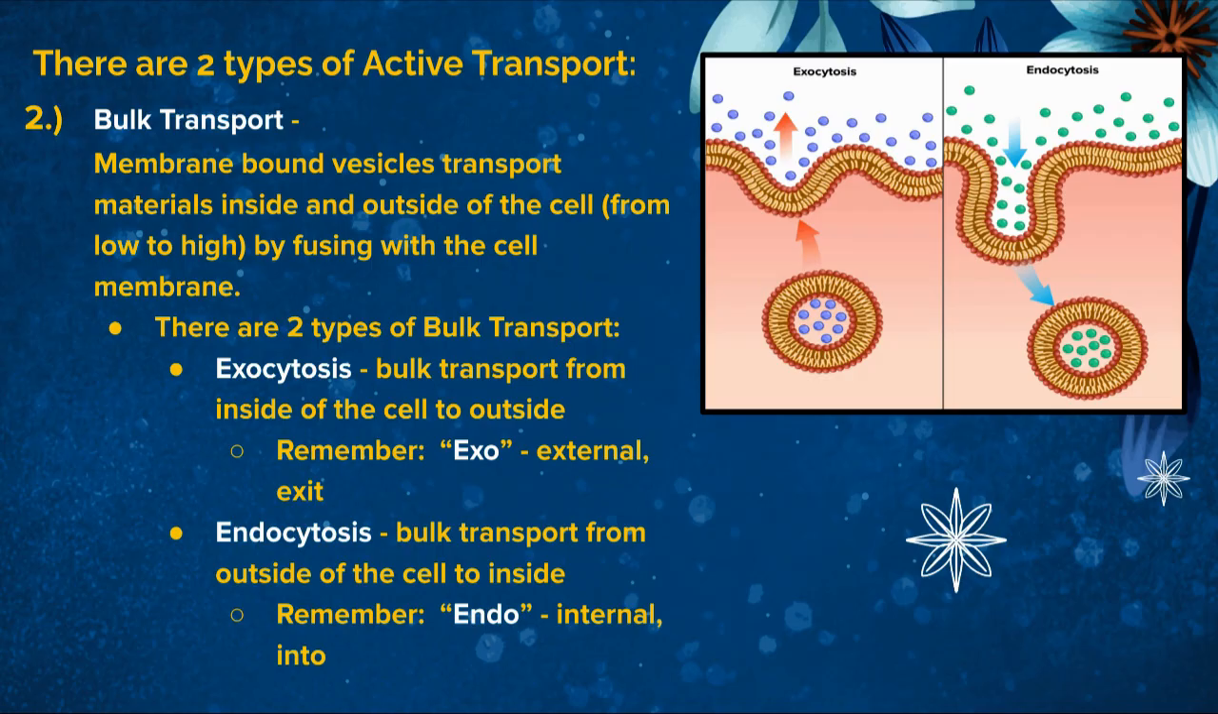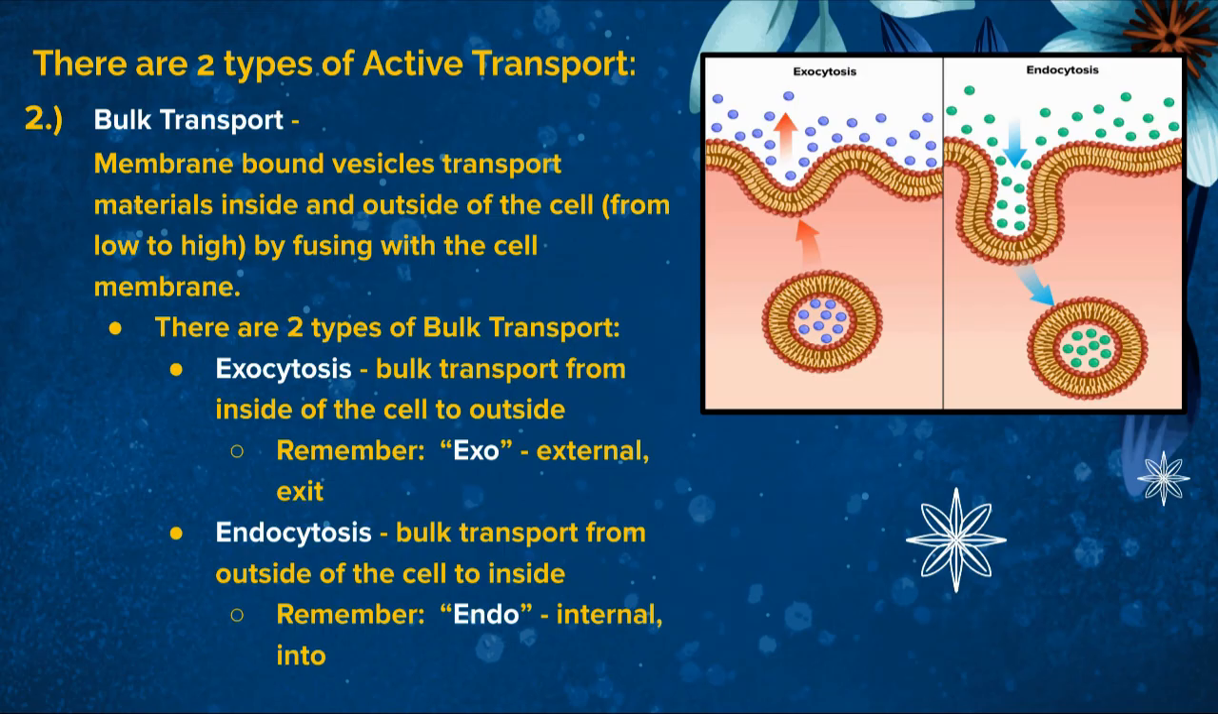Another type of active transport is called bulk transport. Whenever you hear the word bulk, I want you to think of a lot of stuff. All right. So, bulk transport is using membrane bound vesicles to help transport materials inside and out of the cell by fusing with the cell membrane. So, vesicles help fuse with the cell membrane to move things in and out of the cell.